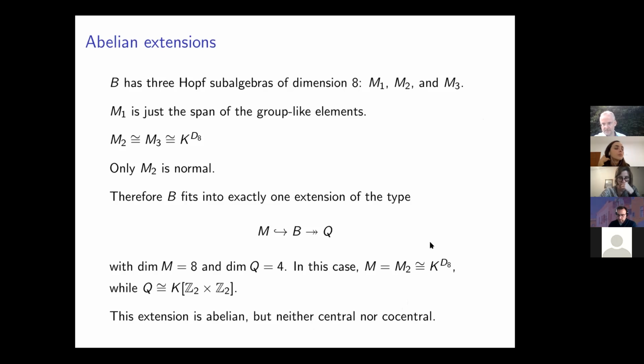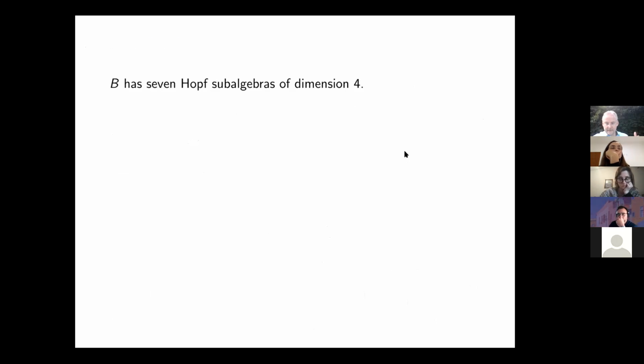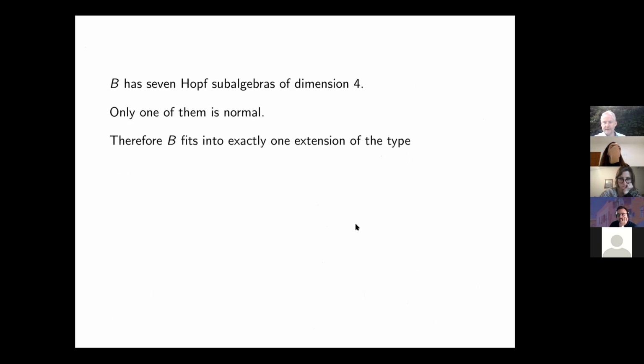Her extensions were usually co-central. And this is not the only way to construct it as an abelian extension. The Hopf algebra has 7 sub-Hopf algebras of dimension 4. Only one of them is normal, and therefore B fits into exactly one extension of the type P, B, F. B is in the middle as always, where the dimension of P is 4. This is the unique normal Hopf subalgebra here, and the quotient F must therefore be 8-dimensional.